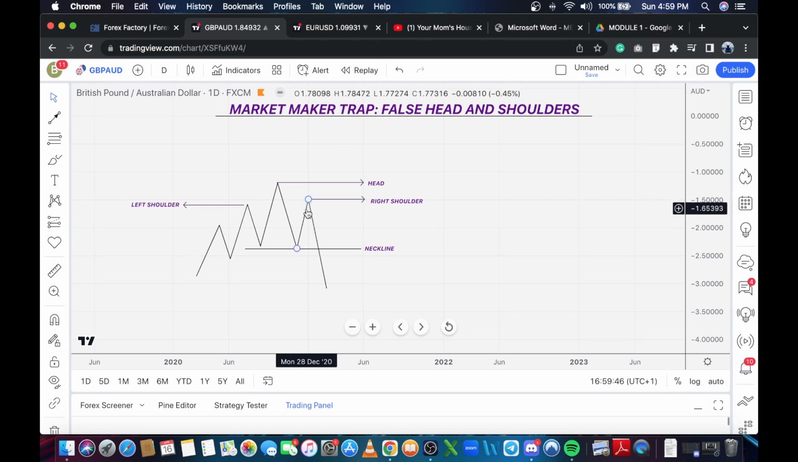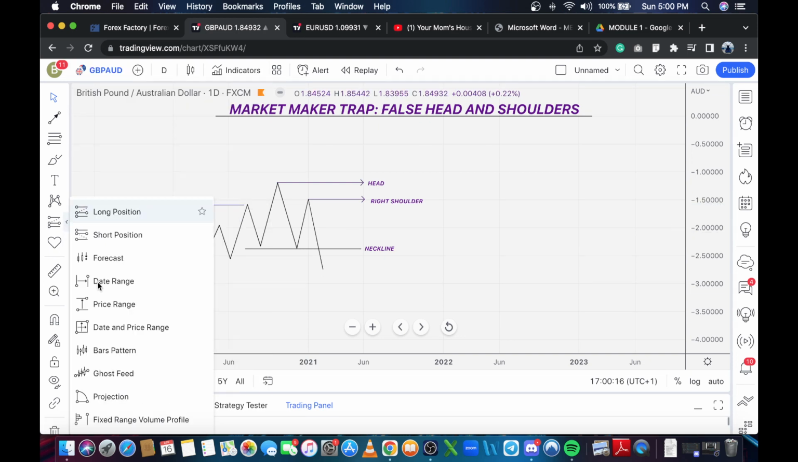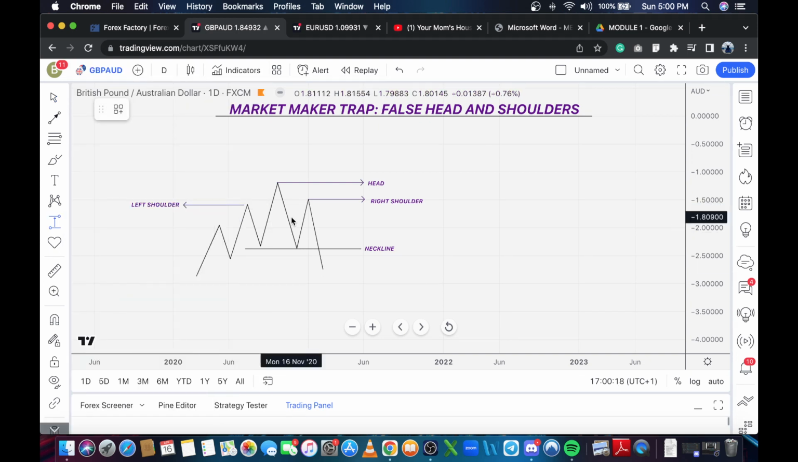That's what they teach in the textbook. They don't teach them to short the right shoulder. They teach them to short the breakout of the neckline or the retest to the neckline. So this is what the textbook teaches. Either short on a sell stop on the breakout, and your target is going to be a measurement of the head to the neckline, and then you project that on the downside. So this is what I mean by the measurement.